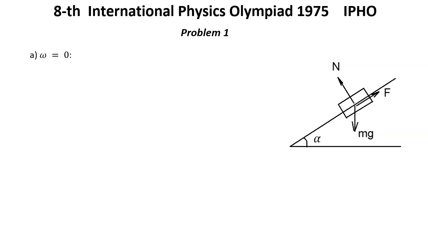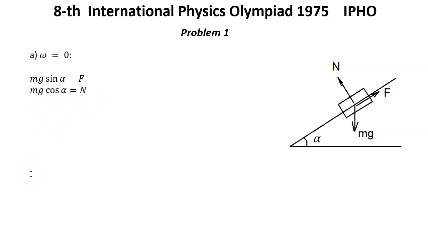Solution for problem number 1. Let's check the first case A, when omega equals 0. In that case we have two equations for free body diagram. We suppose that our body is not moving. In that case, in a direction parallel to the slope, we have mg sine alpha equal force of friction, and perpendicular to the slope, mg cosine alpha equal normal force.